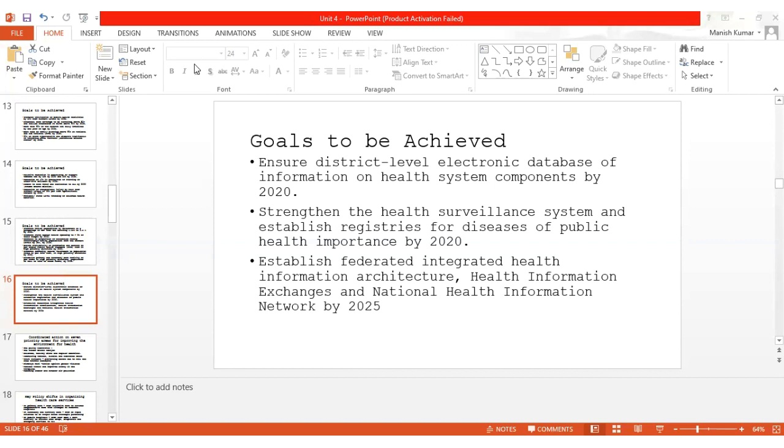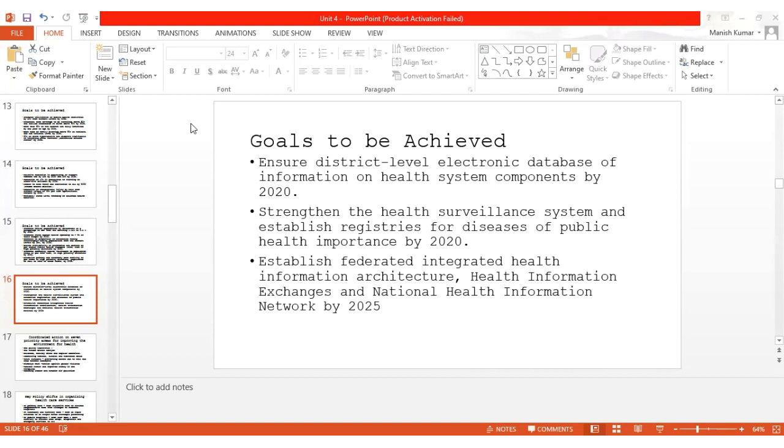So at present there are multiple diseases under IDSP. If I'm right, the list has currently been increased to 38 diseases. These 38 are notifiable diseases. If any such disease is notified at any health facility, it has to be notified under IHIP. So the more you learn about the surveillance system, the more you will know about this.